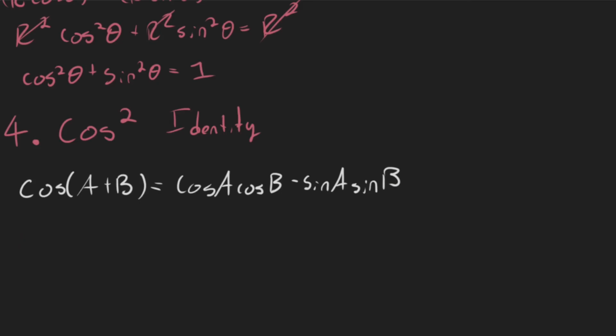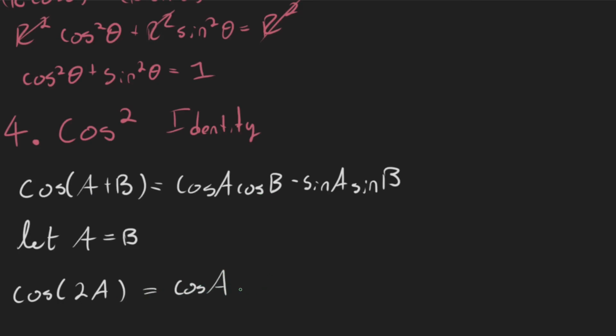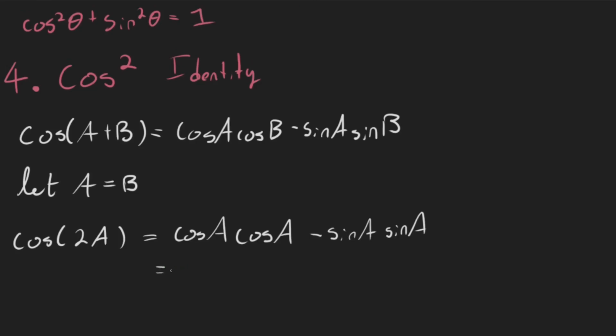And now what we're going to go ahead and do is just let A equal B. It's pretty simple. So we can say that the cosine of 2A, because A equals B, so A plus B is just 2A, has to equal cosine A cosine A minus sine A sine A, which means that this has to equal cosine squared A minus sine squared A.